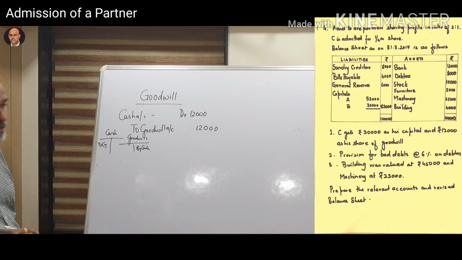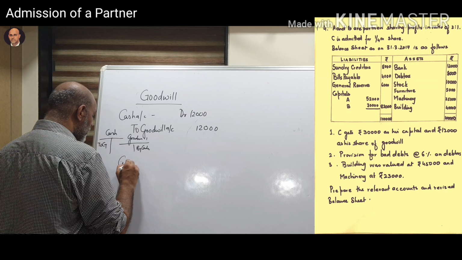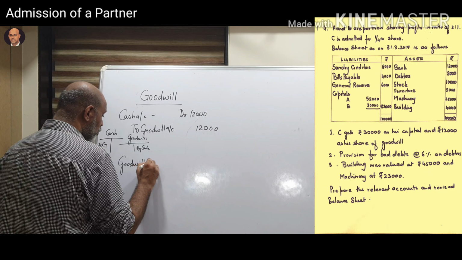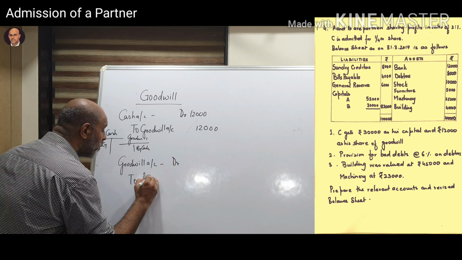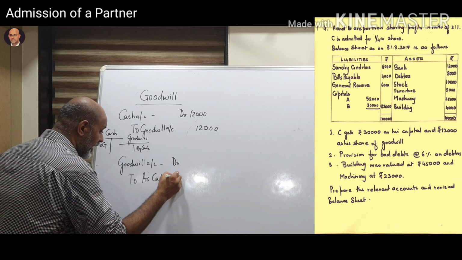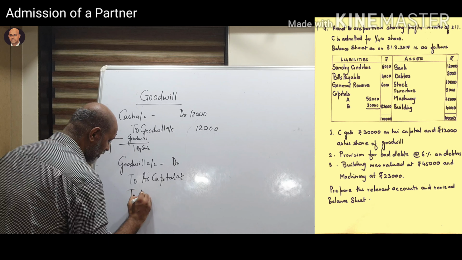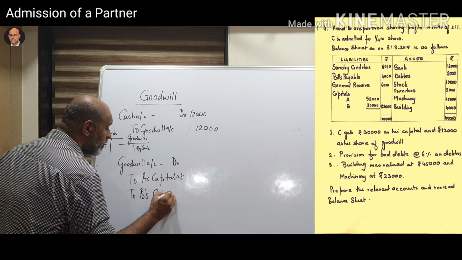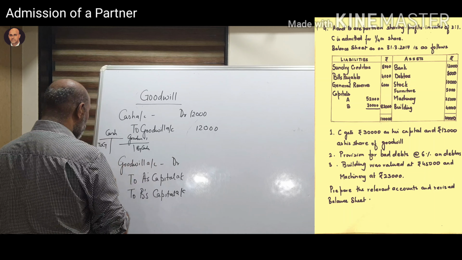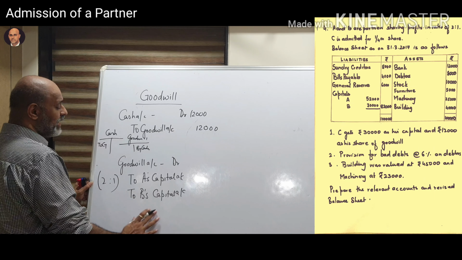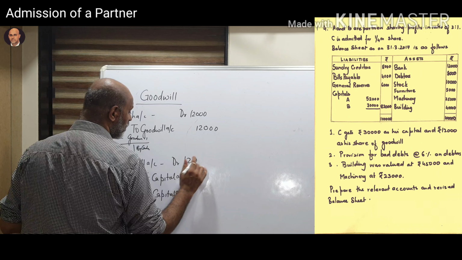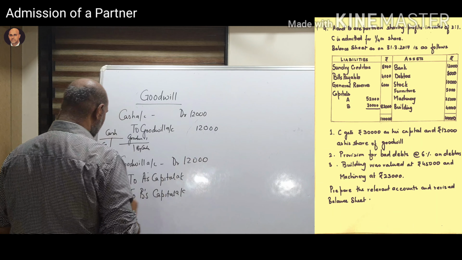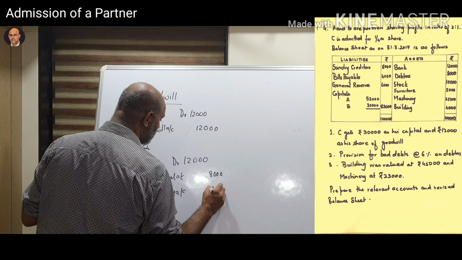Immediately the next entry will be goodwill account debit. Goodwill which you had credited now will become debit to the old partners. Who are the old partners? A and B. A and B are the old partners. So to A's capital, to B's capital, and the goodwill here will be shared in the old ratio 2:1. The old ratio itself is a sacrifice ratio. So 2:1, 12,000. Okay, 2/3. So this will be 8,000 and 4,000 respectively.